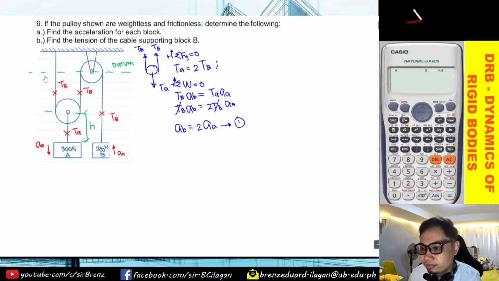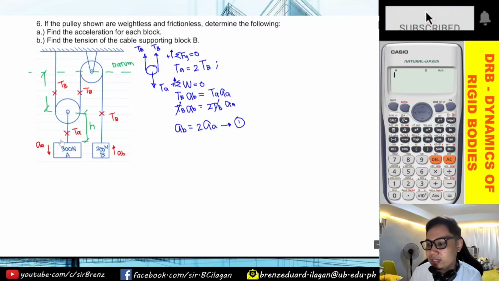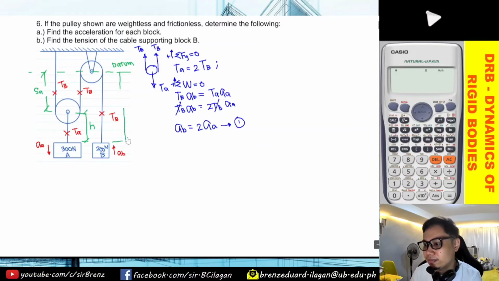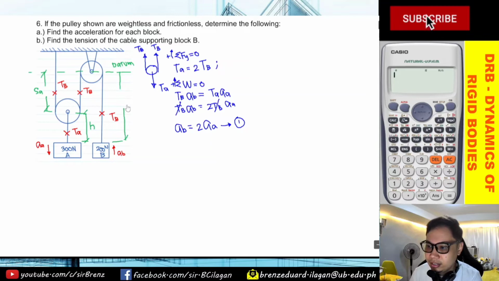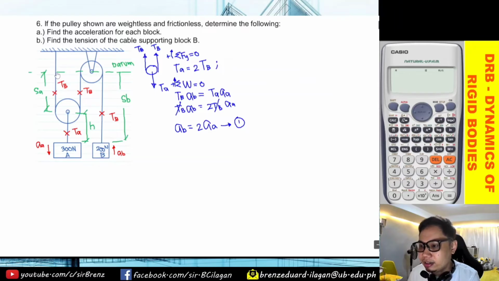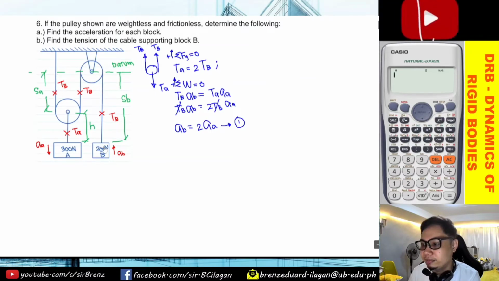Tapos ito, tawagin natin siyang, since ito is a portion ng A, so ito si A, S sub A. Ayan. And then ito, from this up to this, ito si magiging S sub B. Okay, so gawa natin ng equation. So ang hinahanap nga natin or ang co-compute natin is yung total length ng cable na yan.